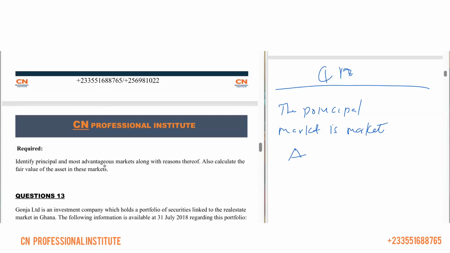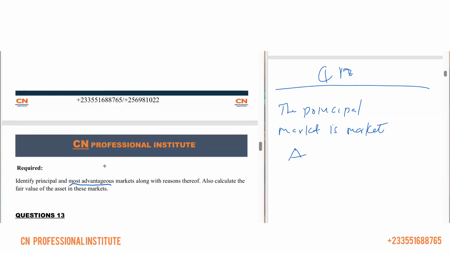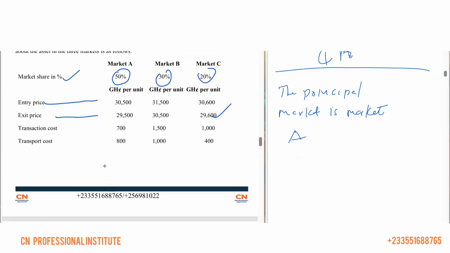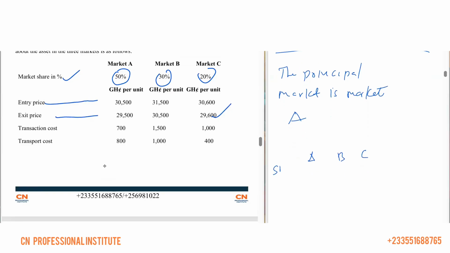Let's go to the second one: we should identify the most advantageous market. We said the most advantageous market uses what? The net amount that we are going to receive after we have deducted the transport cost and transaction cost. So let's look at that. Let's take markets A, B, and C. Let's bring the selling price. And I told you for the selling price, we are going to use what? The exit price. We learned this already: the standard says the exit price is what you use in determining fair value. We looked at this in the previous video.